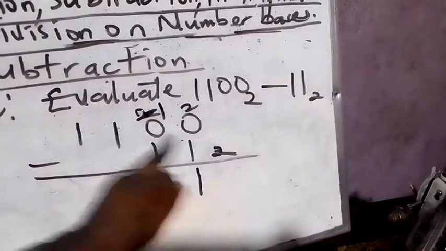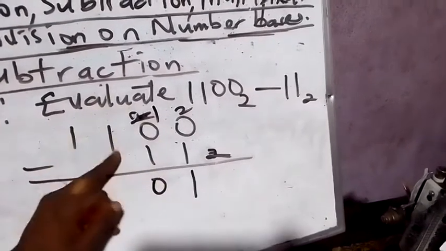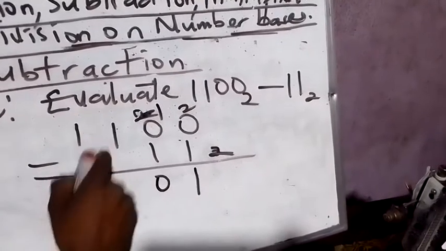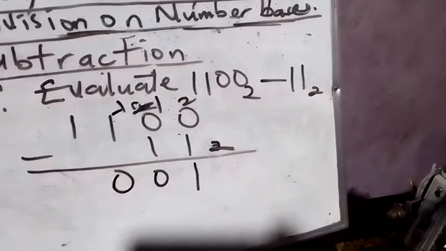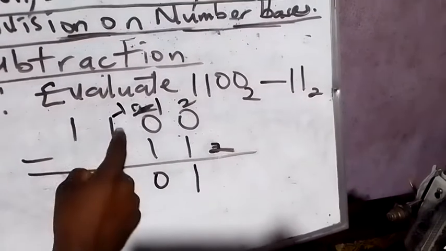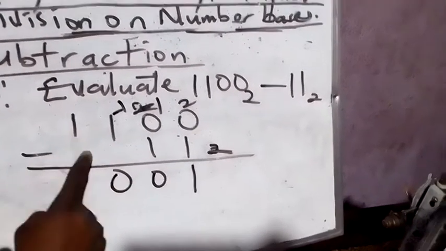Don't forget I carry base here. Anytime I carry base, whatever is in front will be reduced by 1. So this one is 1 already. So 1 minus 1 will be 0. Since I don't carry base here, this one still remains intact. 1 minus nothing is 1.